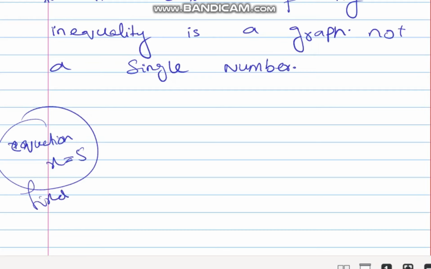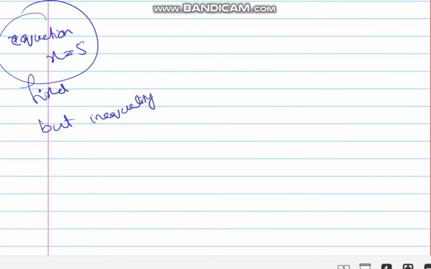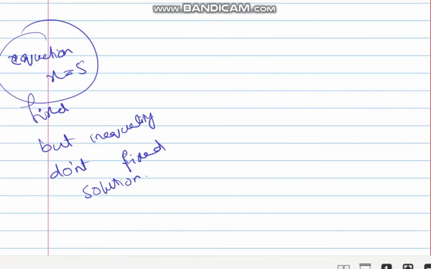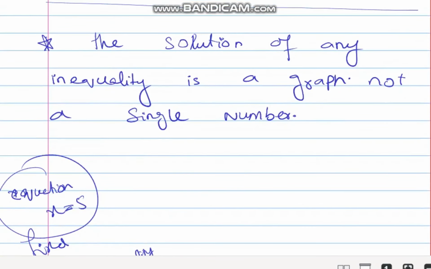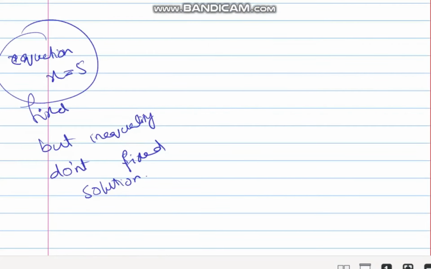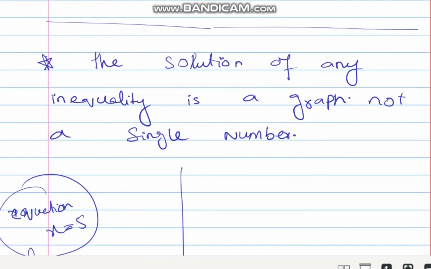But inequalities do not have a fixed solution. This is the important point. Please note this. Now, what is the meaning of it? How can I show the solution of an inequality? Basically, solutions of inequalities look like this.